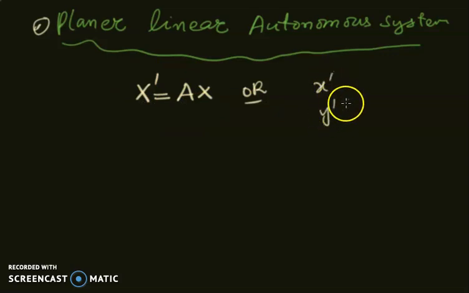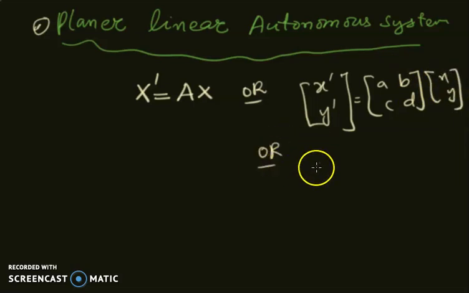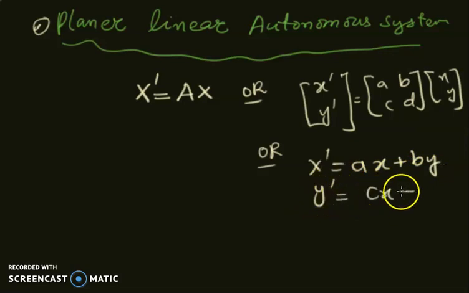So in general we could write x prime, y prime to be equal to some matrix a, b, c, d times x, y. Or maybe we can say that this same system could be written in this form, cx plus dy.